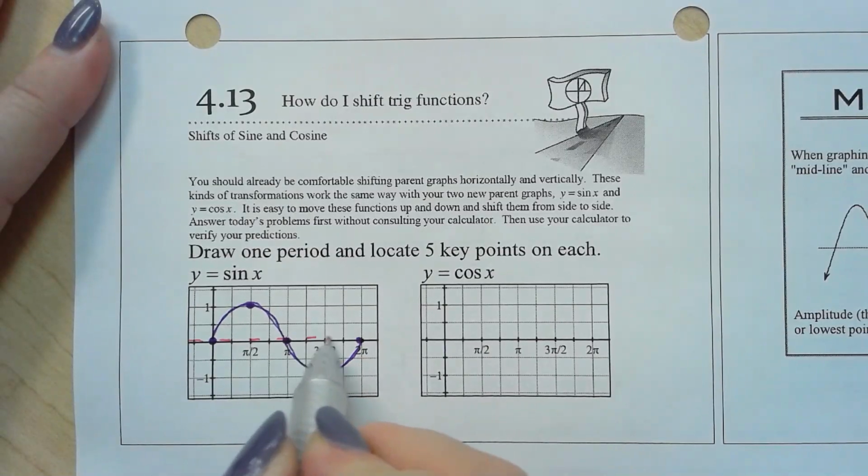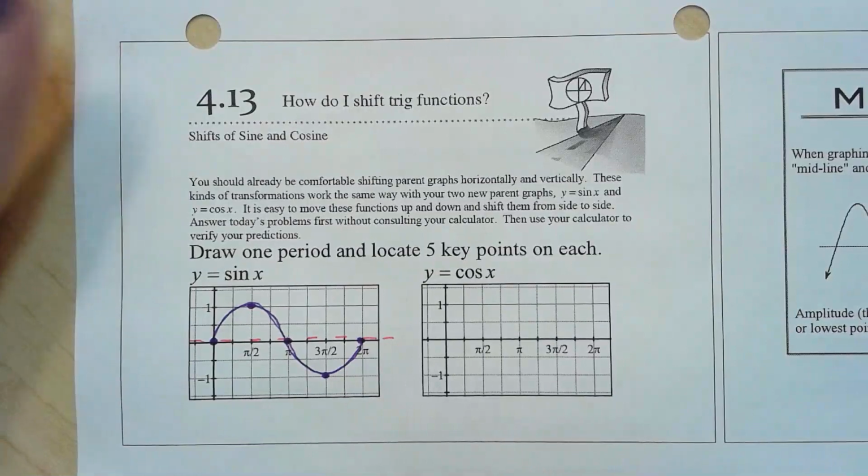I'm going to go and use my pink pen to draw in that midline. Awesome. So there's 5 key points.